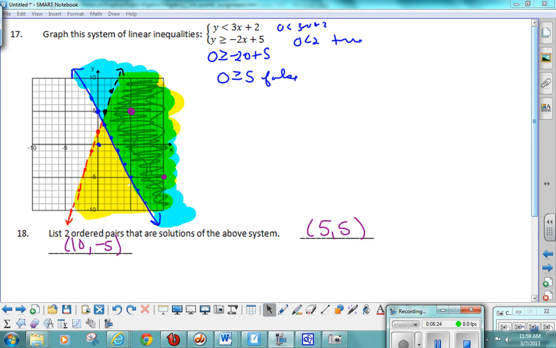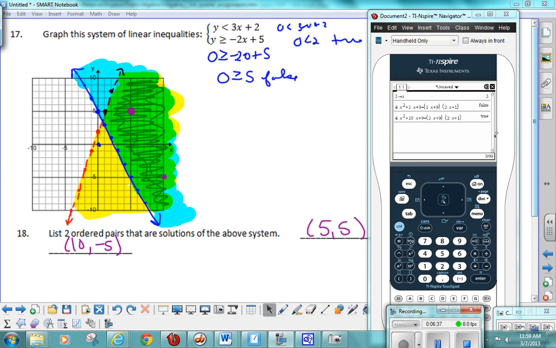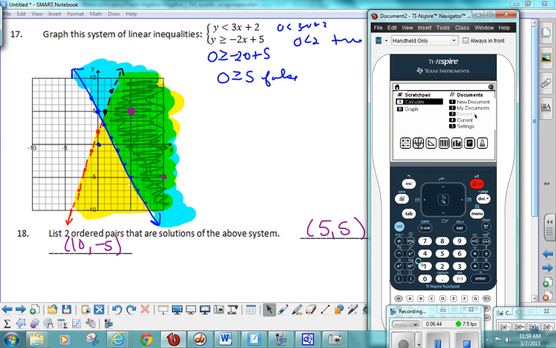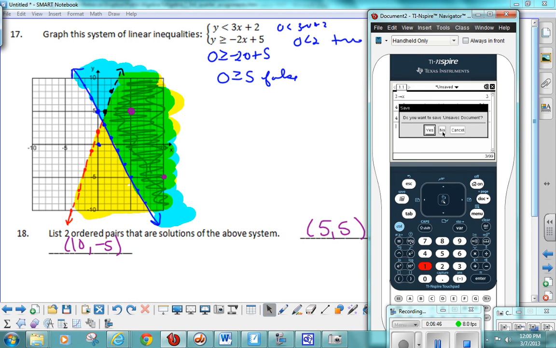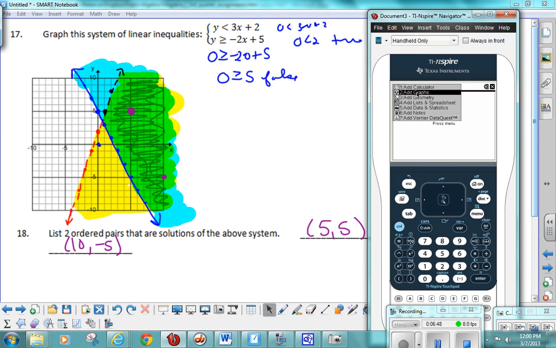Going back to number 17. When you finish your test, you can go back, use your calculator, and make sure you have that one right. So here's how you check using your calculator. If you're already in a document, or you can go to Scratchpad, I'm going to choose to do a document. So I'm going to go to my home screen, I'm going to choose a new document, I'm going to say no, I don't want to save anything, and I want to add a graphs page.